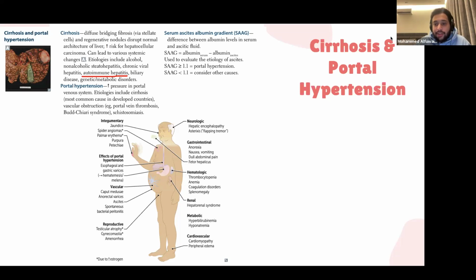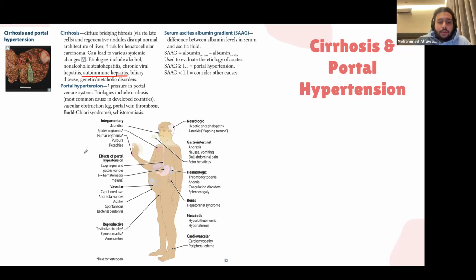The most important is anti-smooth muscle antibody. ANA could be positive, but it's not specific. IgG as well. The most important is anti-smooth muscle antibody. Anti-mitochondrial is in primary biliary cirrhosis. We'll get to that later.